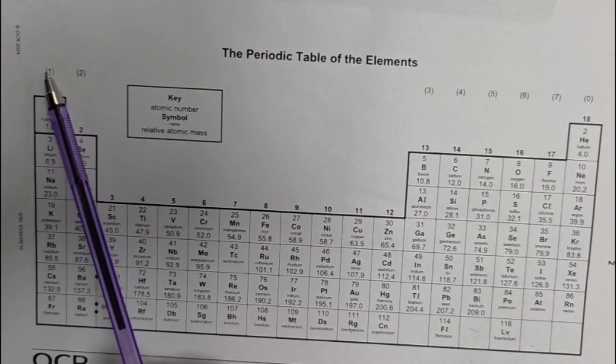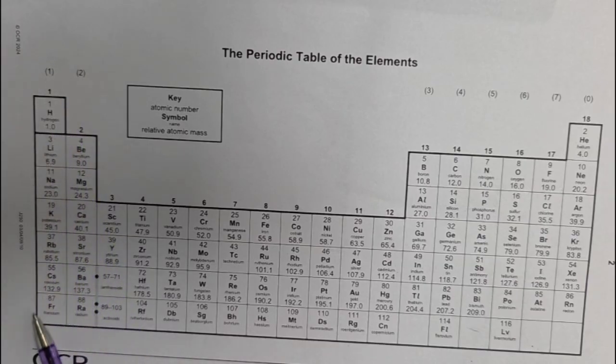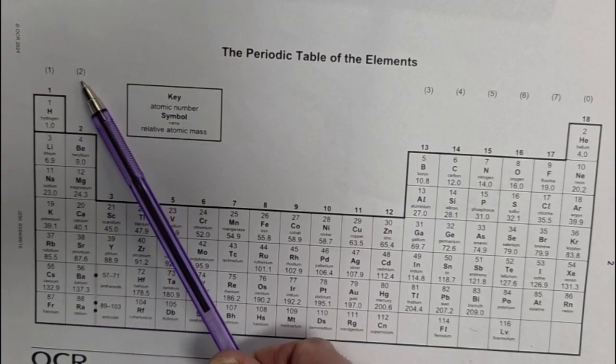If we look at the very top, that's the group number. So group 1 on the periodic table is the first column. The second column also contains elements which are grouped together by the way they behave. They have similar properties. So we grouped them together and we call them group 2.